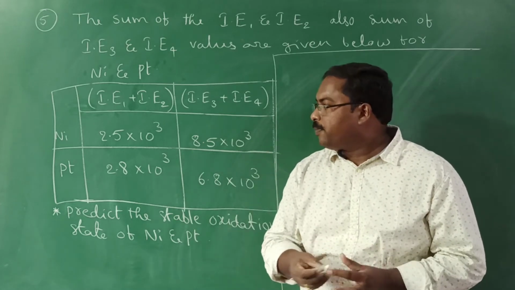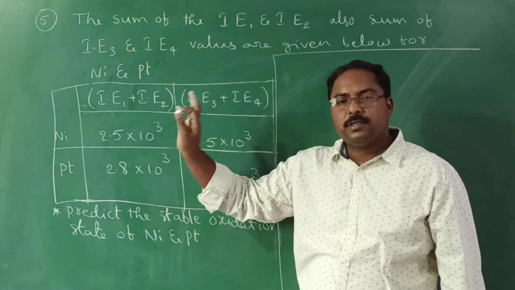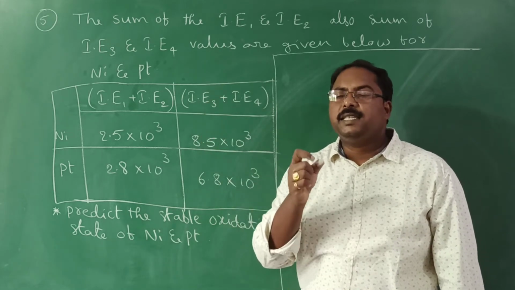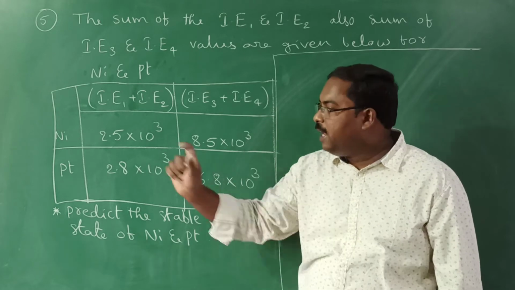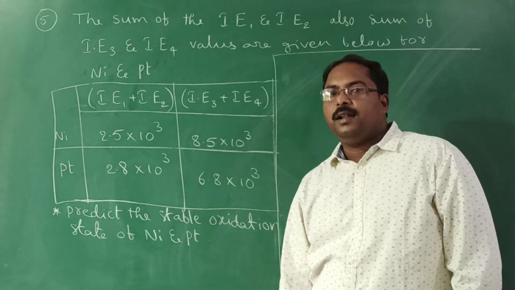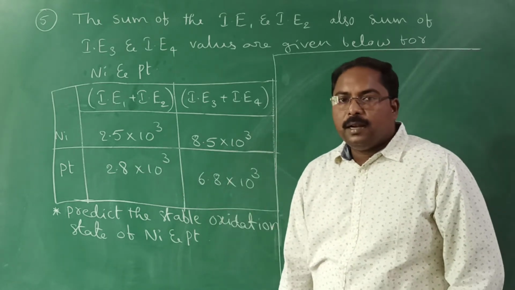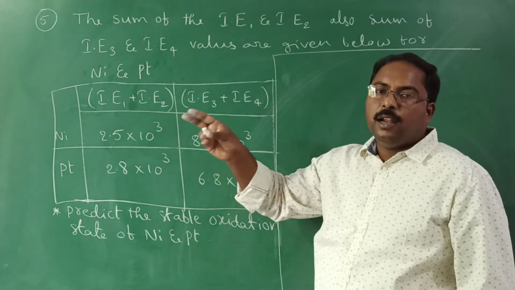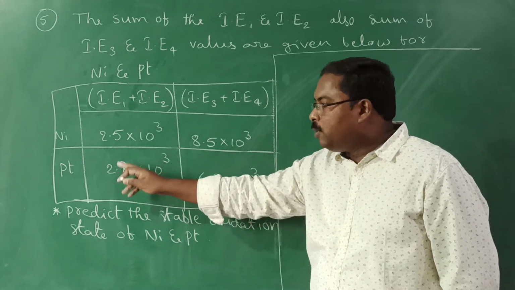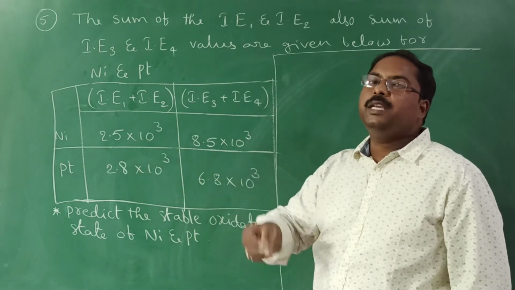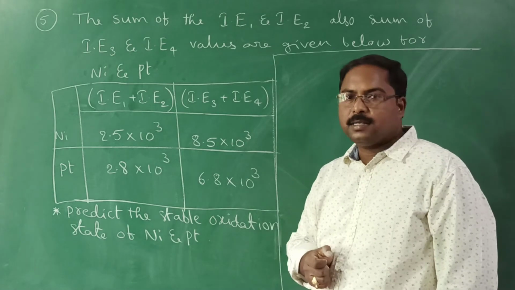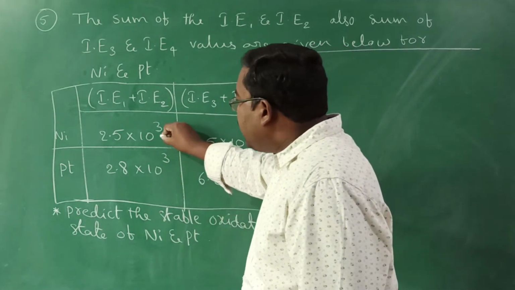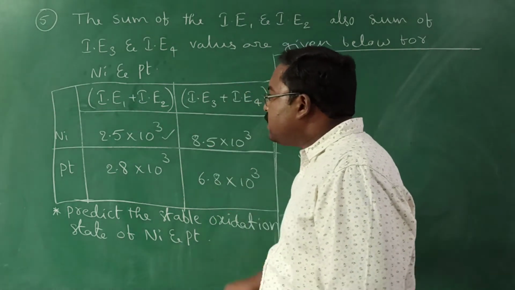Listen to my question. By observing these two values, in which case is it easy to remove the electrons? Nickel or platinum? Got my point or not? So this is regarding removal of 2 electrons. Now my question is, out of the 2 elements, in which case will it be easy to remove the first 2 electrons?